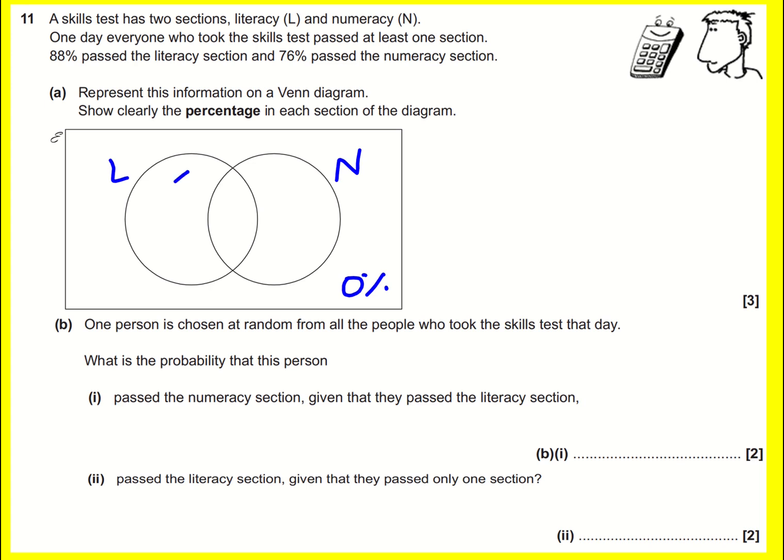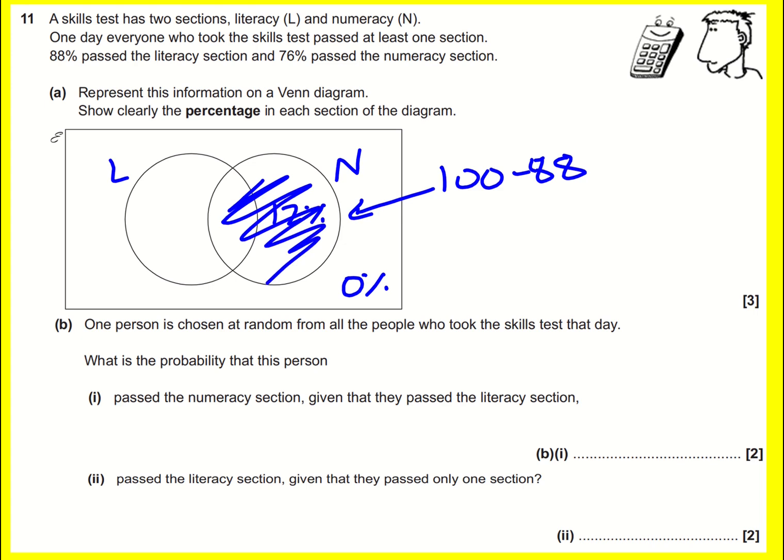Well, actually, I can use that fact because if this is 88%, then it must be that this is 12% because it's got to add up to 100% in total. So I've basically done 100 minus 88 to get that bit there. And I can do the same with the 76%. So 76% passed the numeracy section. That means all of this is 76. So I can do 100 minus 76, and that's going to be 24%.